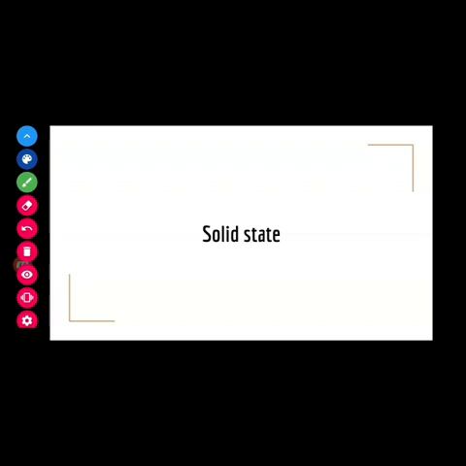BCC, FCC. Then we calculated the number of atoms per unit cell. The number of atoms in BCC was 2. In FCC it was 4. In primitive cubic cell it was 1.